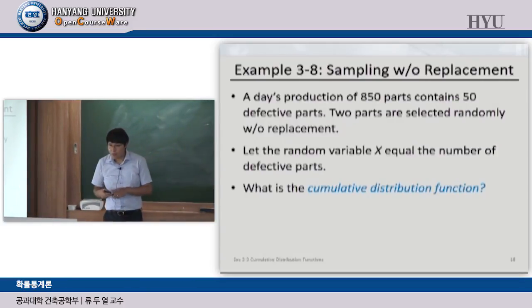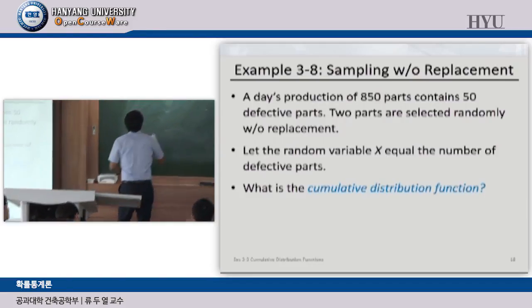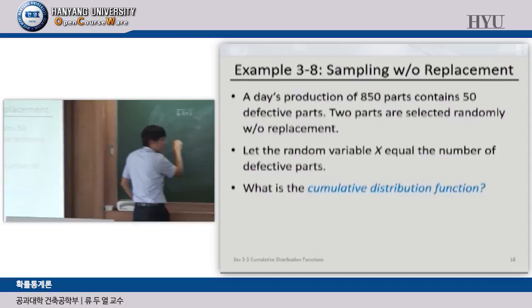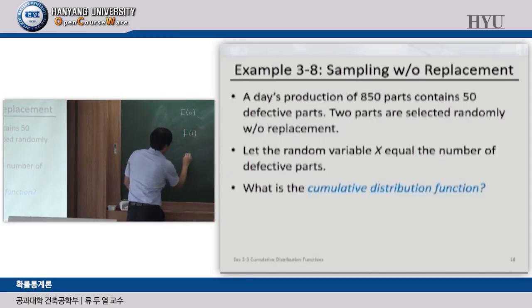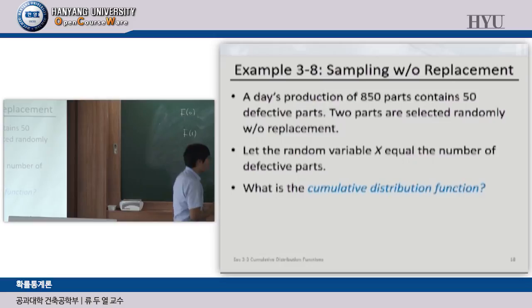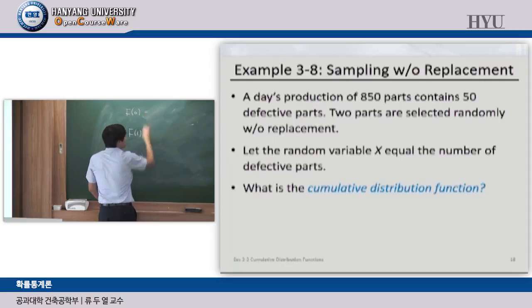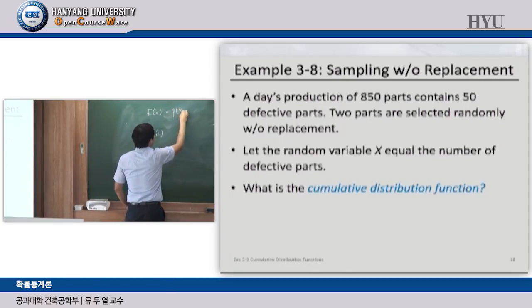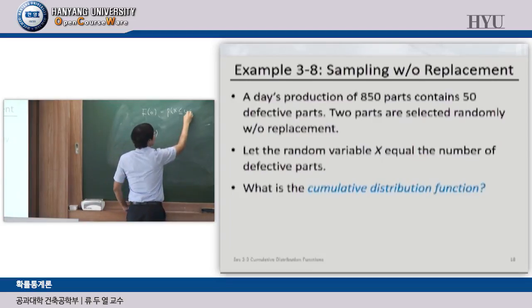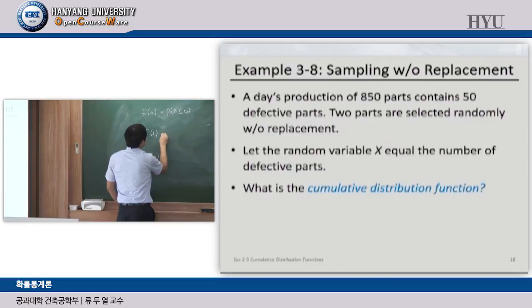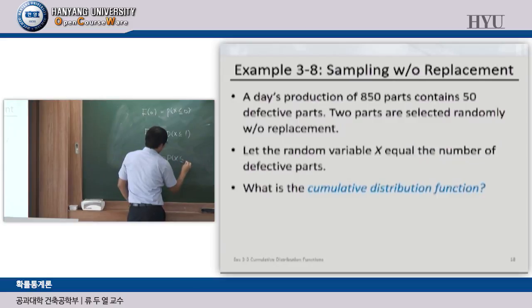So in this case, we have three options: large F(0), large F(1), large F(2). Okay? So we have to calculate all these three things to calculate the total cumulative distribution function. So this can be rewritten as the probability large X should be smaller than or equal to 0. And this also can be the probability of X smaller than or equal to 1. And this can be the probability of X to be smaller than or equal to 2.